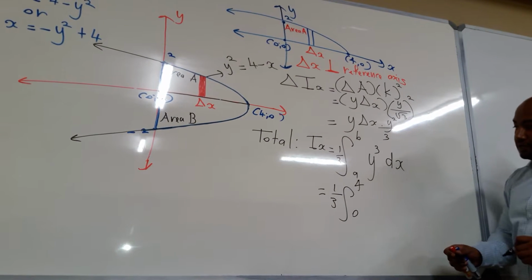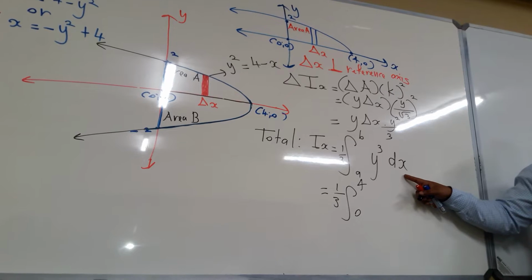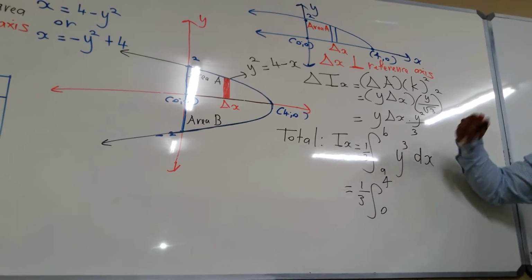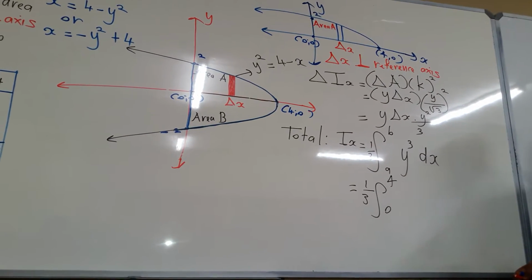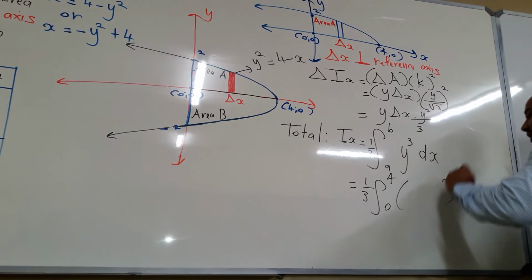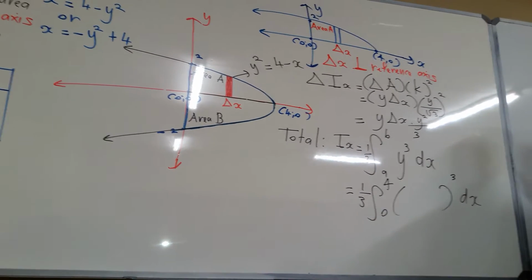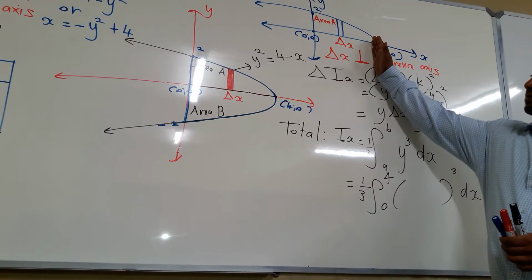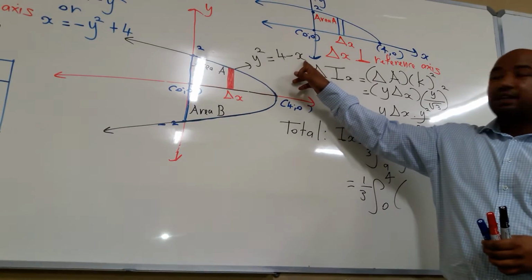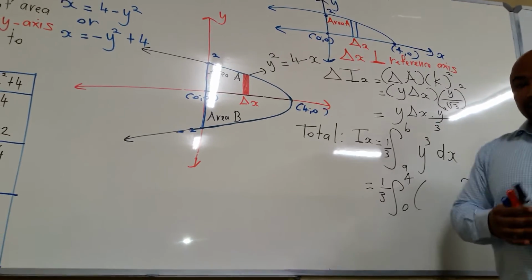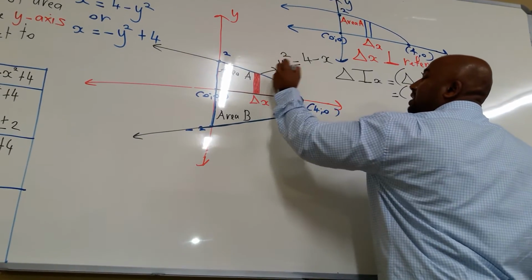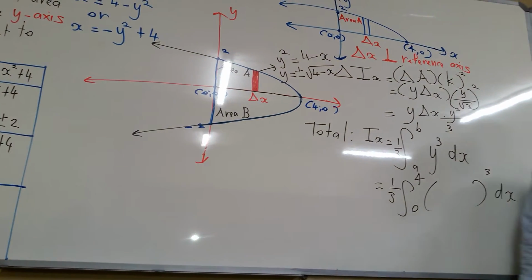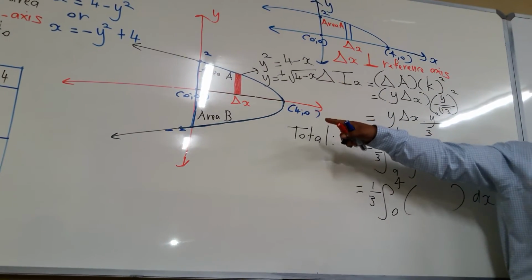Then we got y cubed. But this is not dy. What is this? This is dx. So that means we need to get y in terms of x. Now, that's y cubed. So, what is y here? This is y squared is equal to 4 minus x. Or this can be written as y is equal to plus or minus the square root of 4 minus x. That is the equation of the parabola that you see.